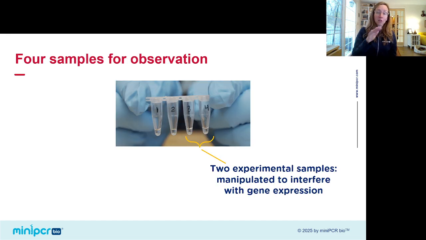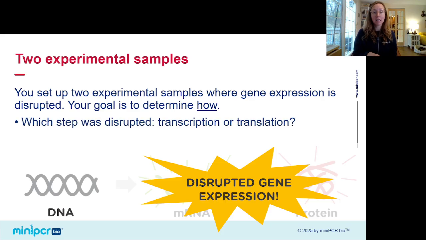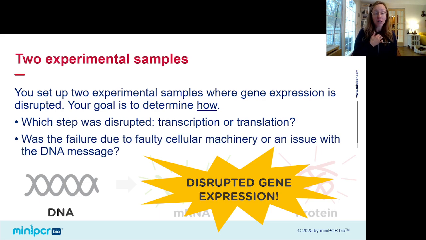But another layer of power in this lab comes from tubes 3 and 4. These are our two experimental samples. They have been manipulated in some way to interfere with gene expression. And so by investigating what's happening in these tubes, students get to walk through some critical thinking. They get to do some inquiry here. Their job will be to explain how gene expression is being derailed. So is it that transcription was affected, or was translation? And was the failure due to faulty cellular machinery? Did something about the components that cells use to read DNA break? Or did the DNA message itself change?